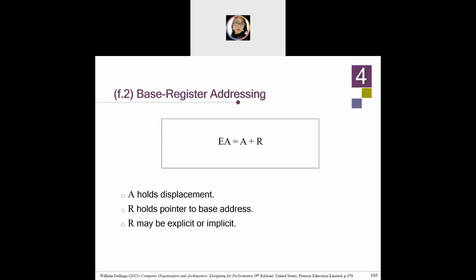So the second one is base register addressing. Similarly, you're going to have EA equal to A plus R. So A holds the displacement, R holds a pointer to the base address, and R may also be explicit or implicit.